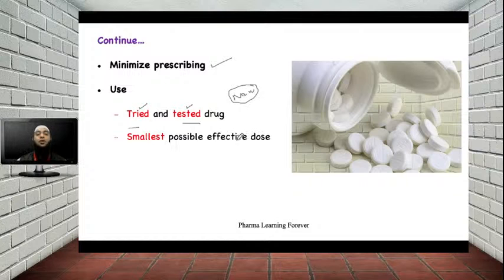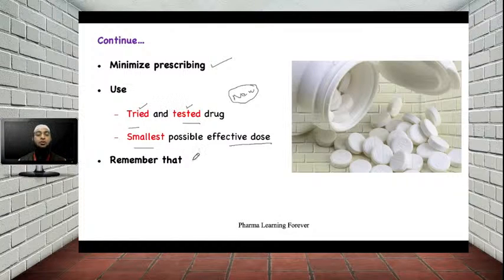The smallest possible effective dose must be started with. So whenever you are giving treatment to pregnant women, you must start with the smallest possible dose, and then slowly you can increase the dose based on the need of the patient. Okay, so whenever you are starting treatment in the case of pregnant women, you must be very cautious while giving the dose, while giving the drug, or while giving the complete pharmacotherapy to the pregnant woman. Okay, so you must remember that. This is what you use while prescribing the medicine.